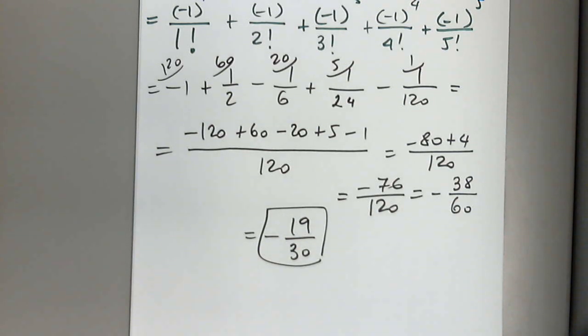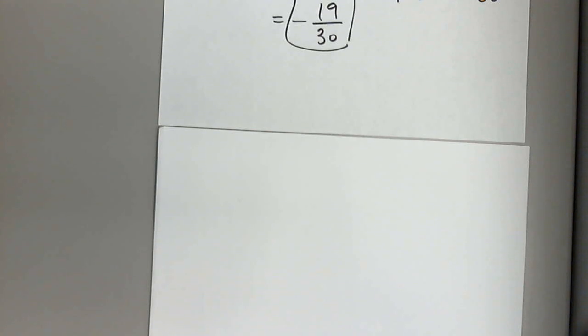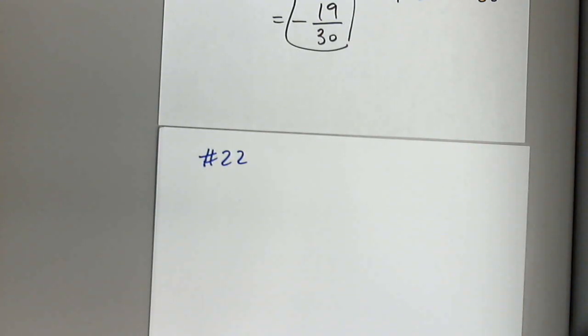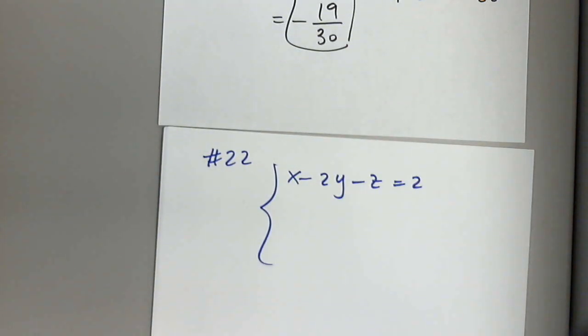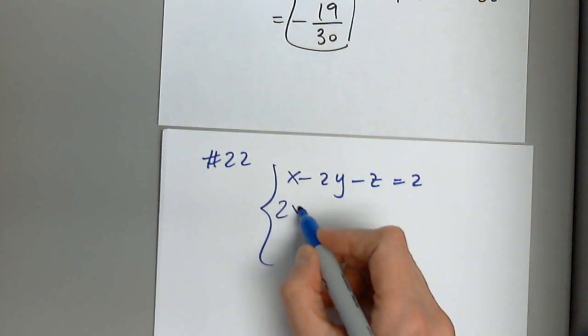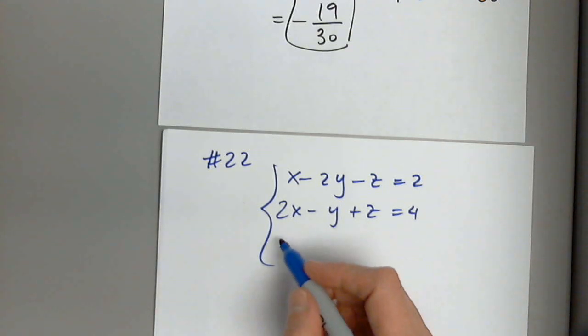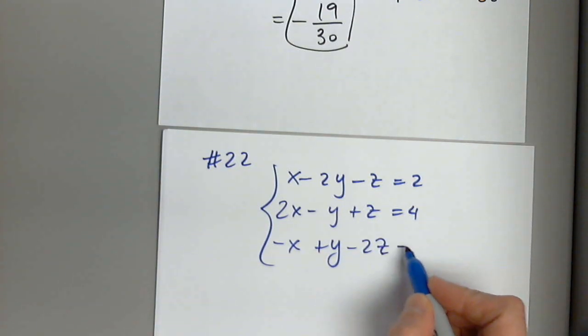Yes, the pattern is very simple: 1, 0, 0, 1, 0, 0, 1, 0, 0. Okay. Let's start another problem. Let's say 22. x minus 2y minus z equals 2. 2x minus y plus z equals 4. Negative x plus y minus 2z equals negative 4.